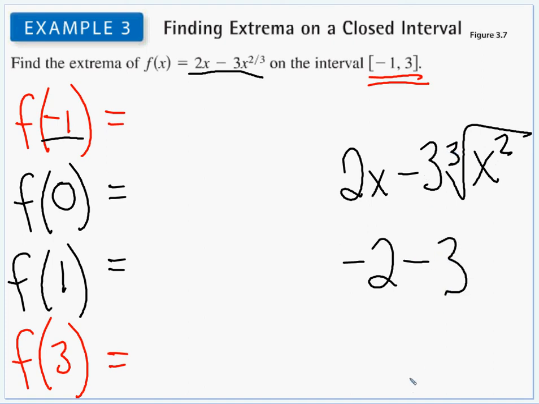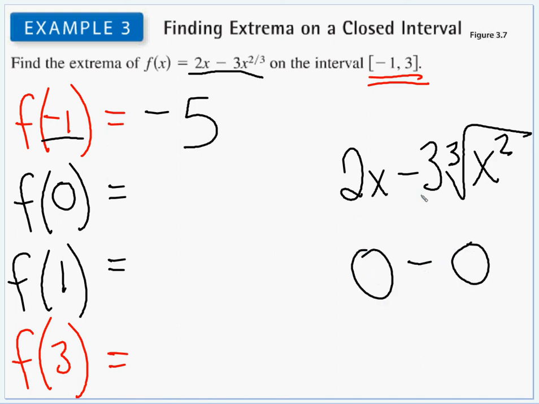0 is easy. Plug in a 0. 2 times 0 is 0. Minus that mess is going to turn into a 0. 0 minus 0 is 0. Let's plug a 1 in. 2 times 1 is 2. This squared will be a 1. The cube root of 1 is 1. Times 3 is 3. 2 minus 3 is -1.